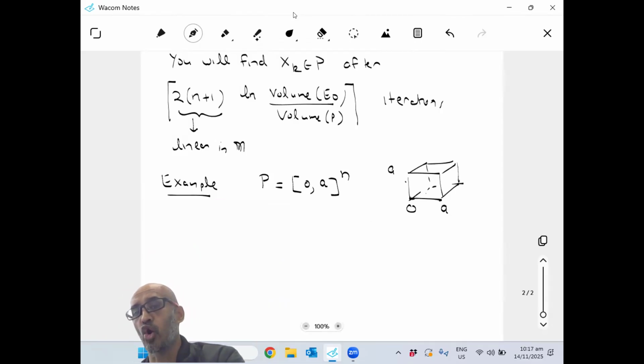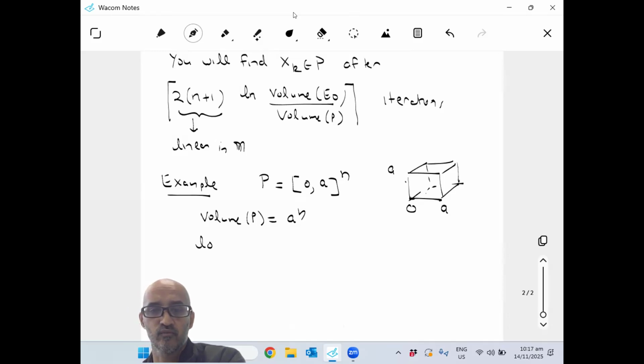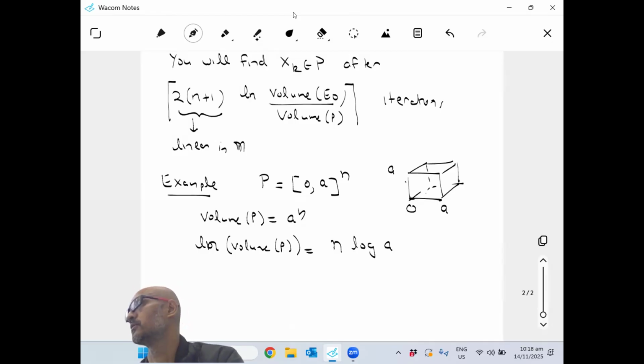I want to find the log of the volume of P, right? So what is the volume of P? A to the power n. What is the log of the volume of P then? Natural log of volume of P is what? It's n log A. Linear dependence in n, logarithmic dependence in A.